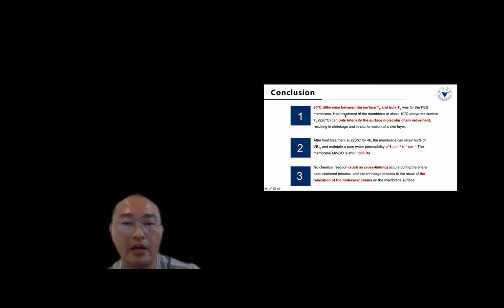Okay, I can conclude my work here. I used a special method to prepare a new PES NF membrane. This kind of membrane has a water permeance up to a high value in LMH per bar, and the molecular weight cut-off is 600 Da. This kind of membrane was prepared only by a physical method, not a chemical method, without any cross-linking or chemical grafting.